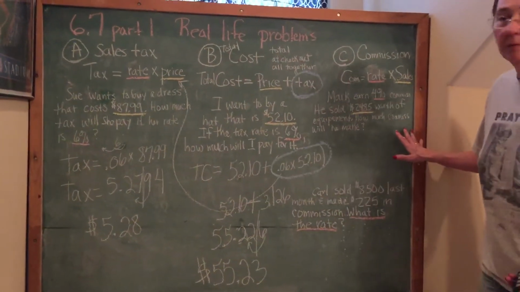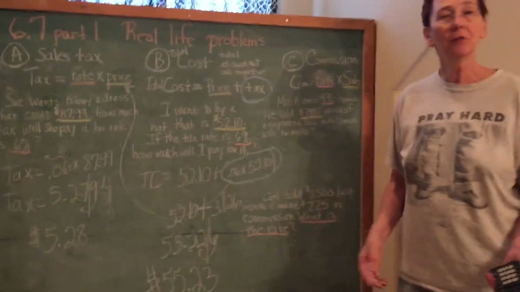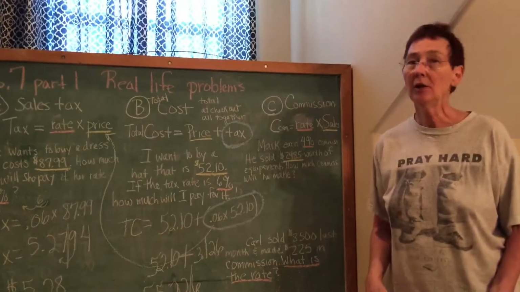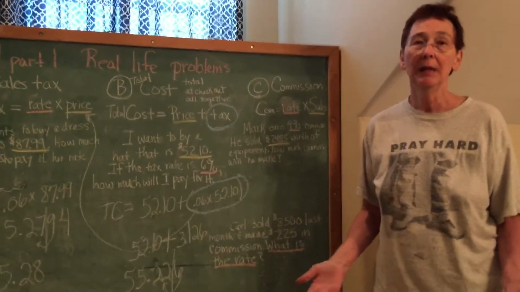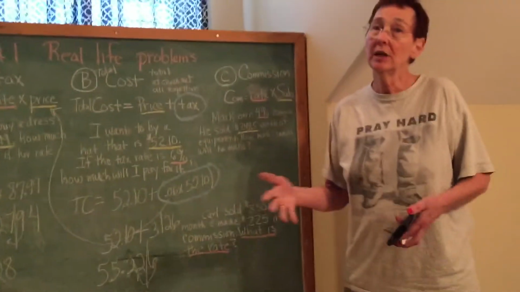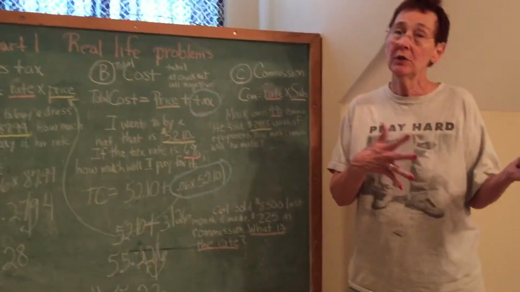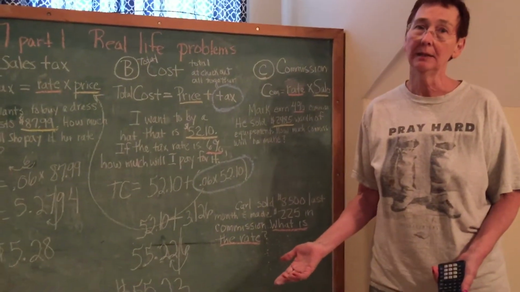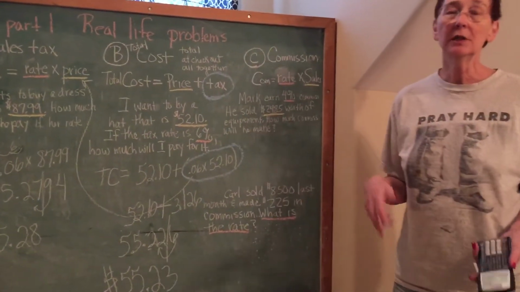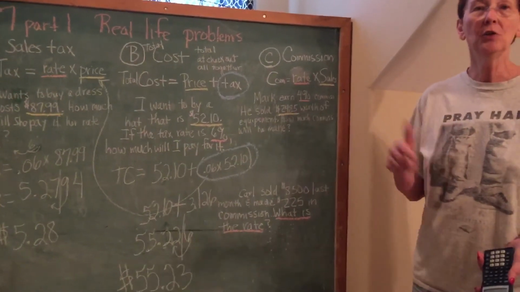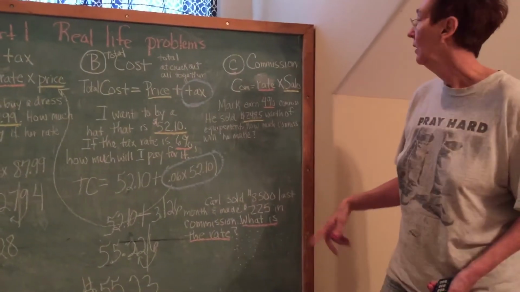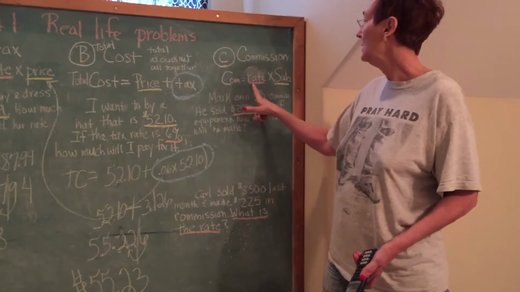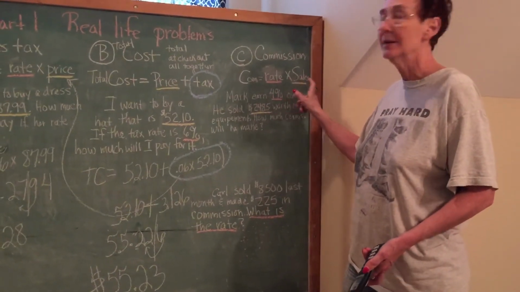Now let's talk about commission. If you have ever worked in sales, they don't get paid by the hour most of the time. They get paid based on how much they sell. So the more you sell, the more you make. You don't sell anything, guess what? You don't make anything either. So commission is what's called when they pay you based on what you sell. Okay? So the commission is equal to your rate times what you sell.